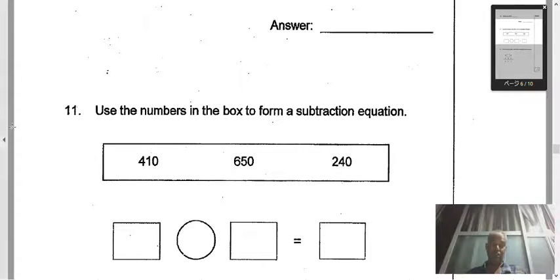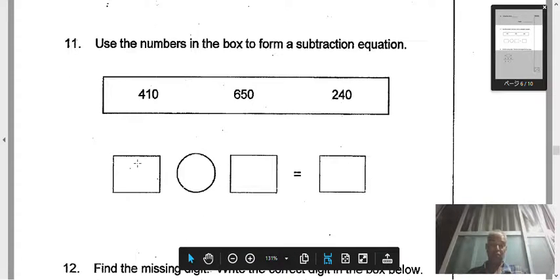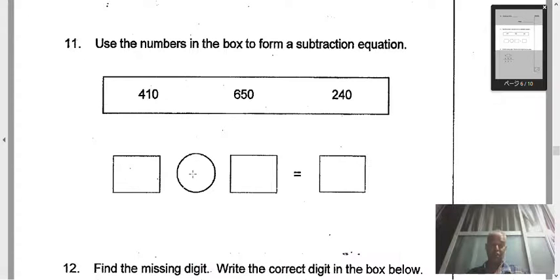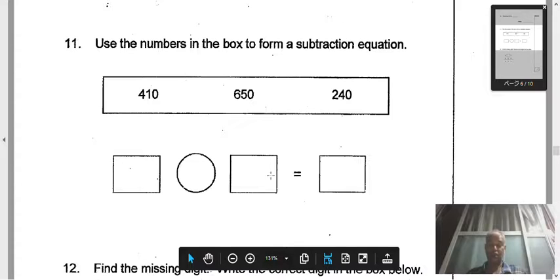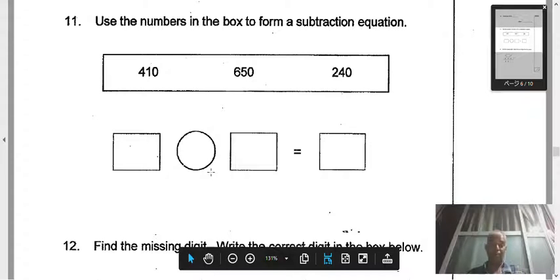Next again is use the numbers in the box to form a subtraction equation. So you can see 3 numbers are given, and those 3 numbers you have to fill in these boxes. So here you are going to write one number. Here, since it is a subtraction equation, you will write minus. Then you are going to write another number, equals another number. So this is how you have to see what to do. Okay.